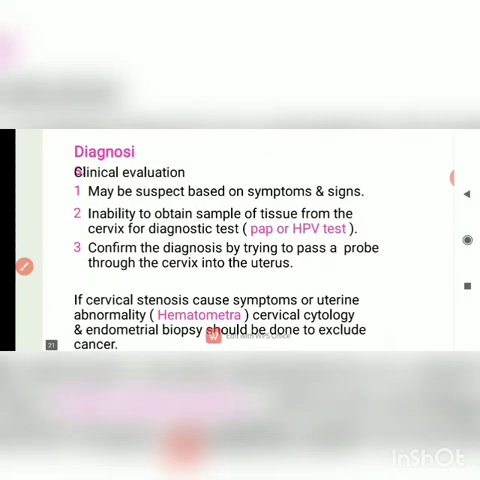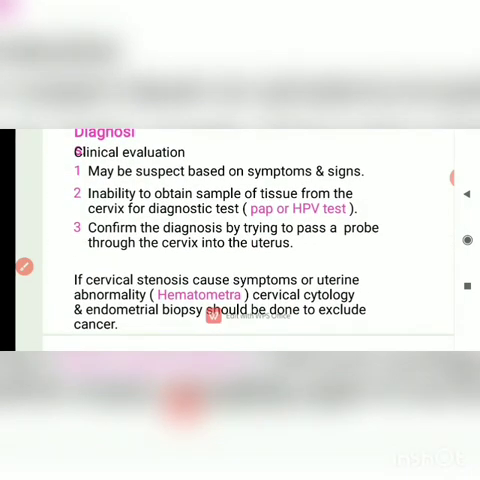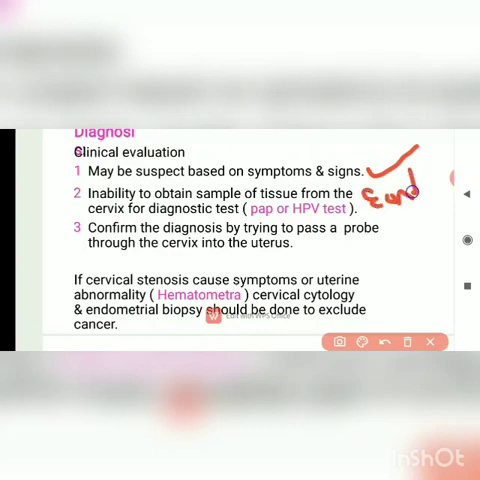Okay. So diagnosis is mainly by signs and symptoms only, and while taking the endocervical swab for pap smear, we might not be able to enter the endocervix. Okay. So we can confirm the diagnosis whenever suspicion is there, by inserting a probe through the cervix into the uterus. Okay.